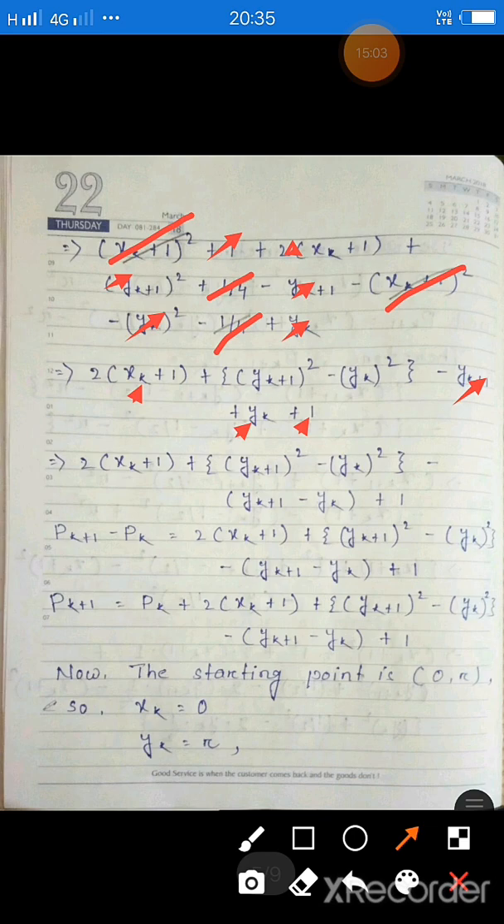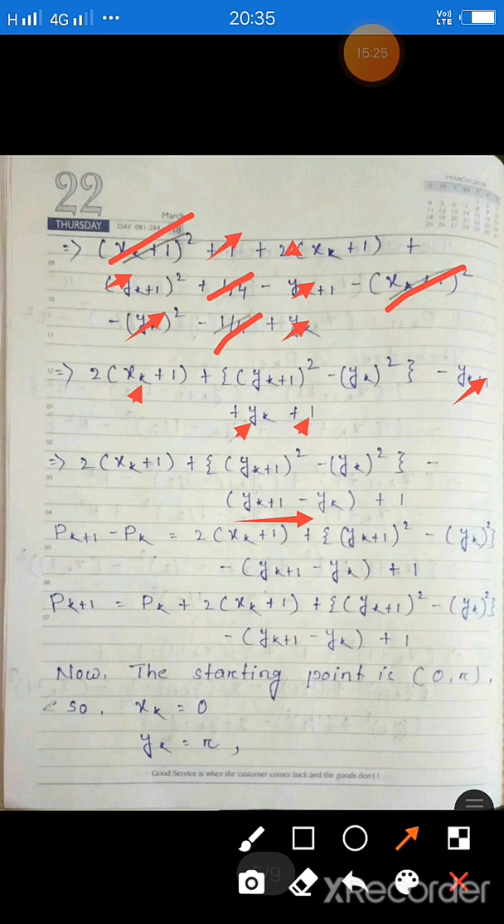2 into sk plus 1 plus yk plus 1 whole square minus yk whole square, minus yk plus 1 minus yk. These twos we can also write near plus 1, combinedly near.